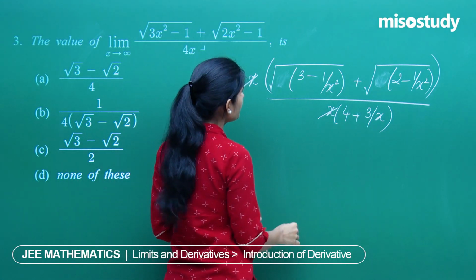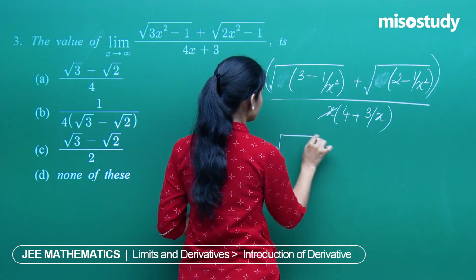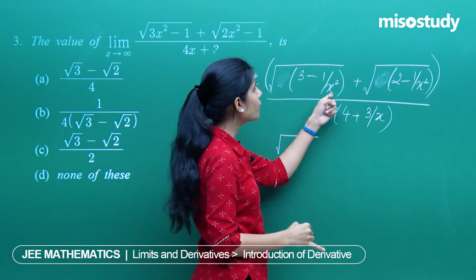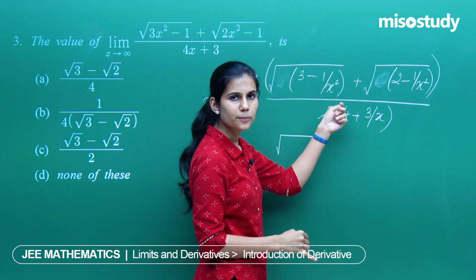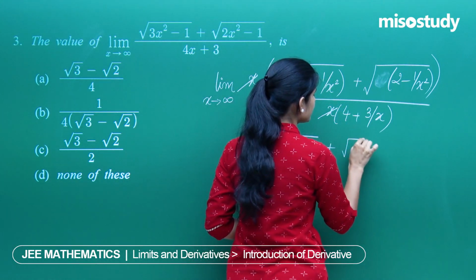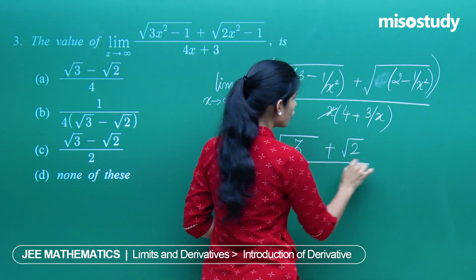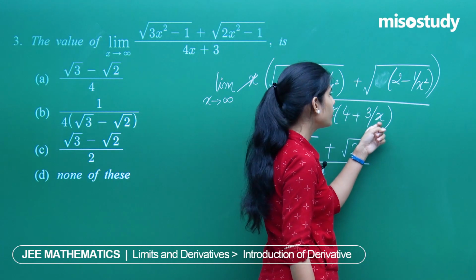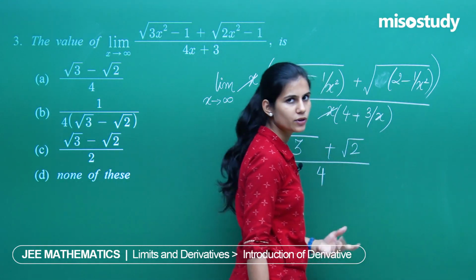So now what you are left with is under root. Now if you put x equals infinity, as x approaches infinity, 1 upon x approaches 0, 1 upon x square approaches 0. So this expression is just root 3. Similarly, this is root 2, and in the denominator it is a 4. Because as x approaches infinity, 3 upon x approaches 0, minus 1 upon x square approaches 0.